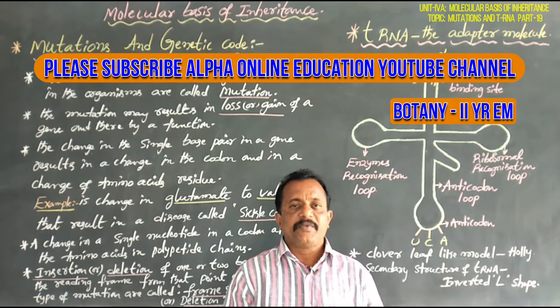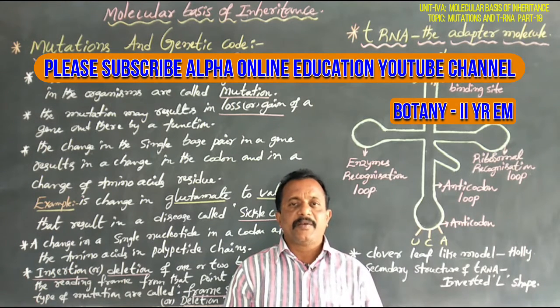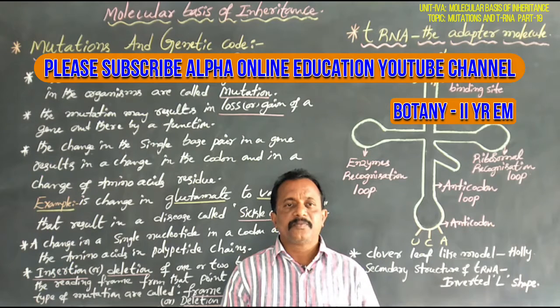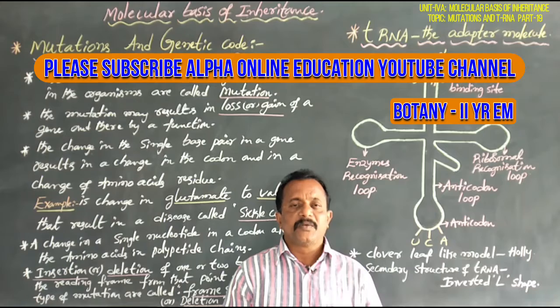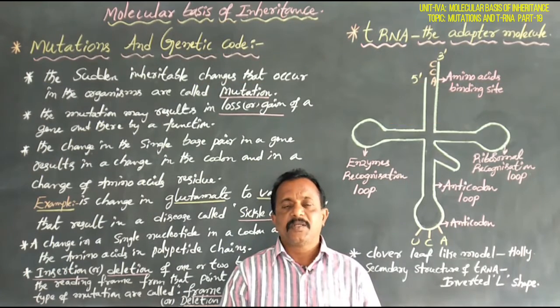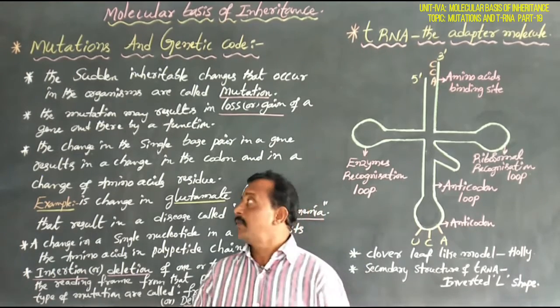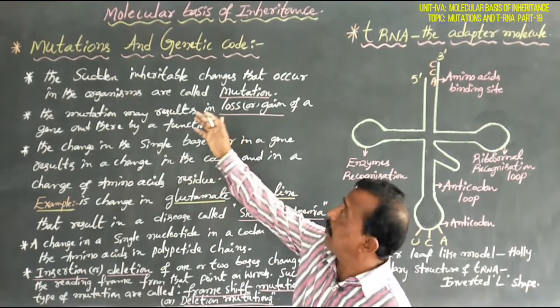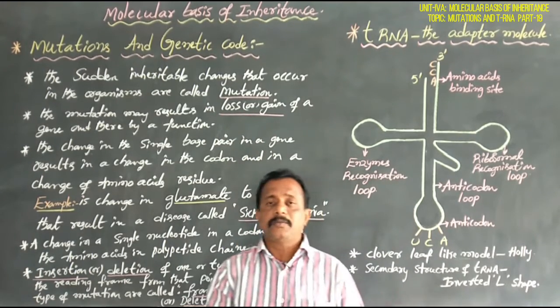In previous classes we discussed the meaning of the genetic code, who discovered the genetic code, what is the use of the genetic code dictionary, and what are the salient features of the genetic code. Today we are going to discuss mutations and the genetic code.